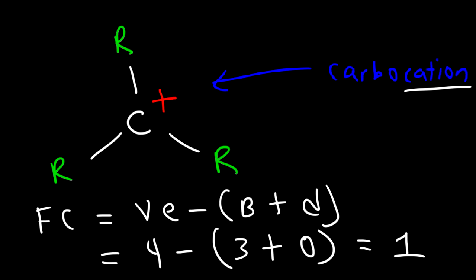A cation is basically an ion with a positive charge. So when you combine the word carbon and cation, you get carbocation. Now let's move on to our next example.